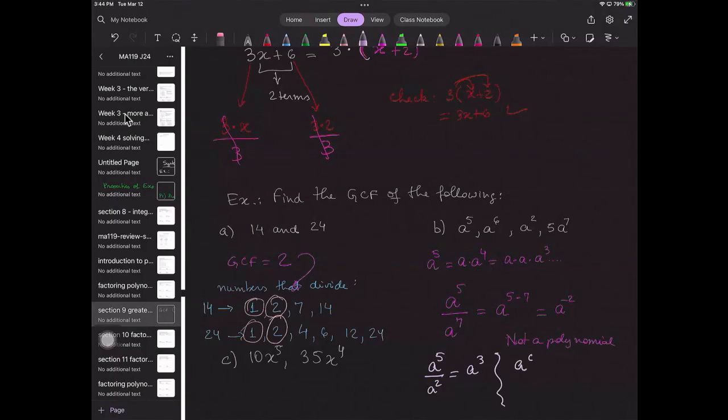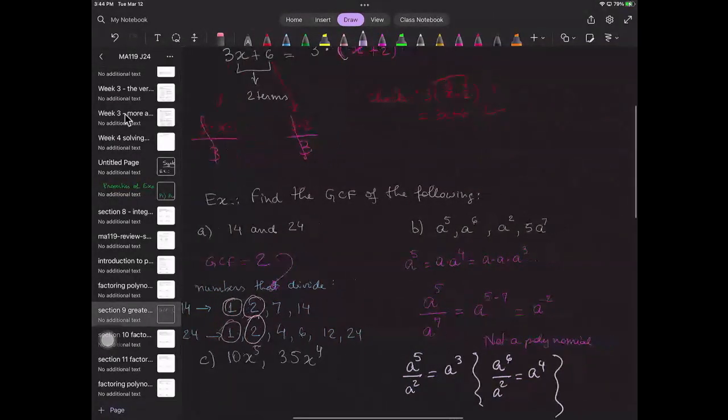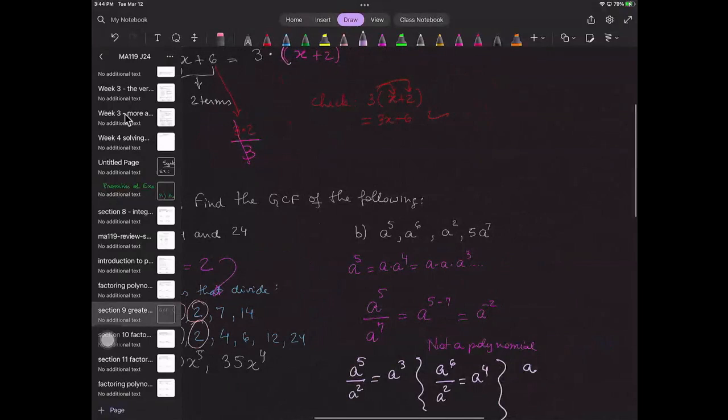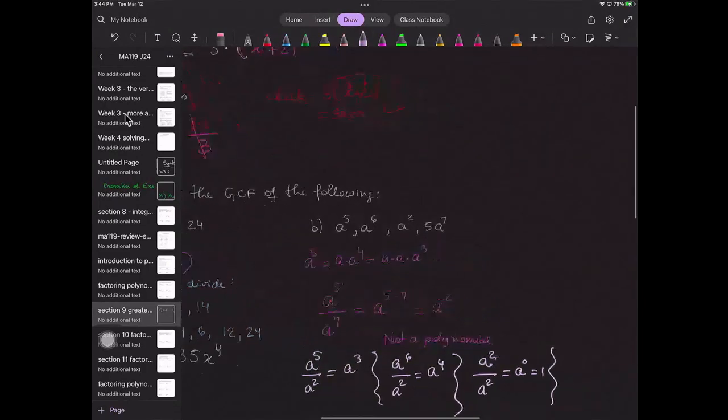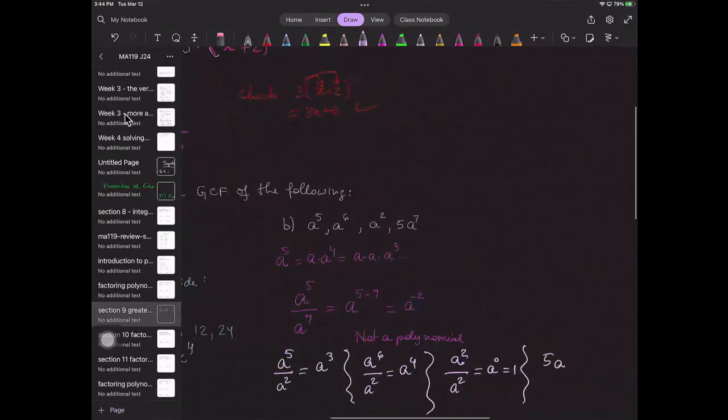And then a to the 6th can be divided by a squared. The result is a to the 4th. A squared can be divided by a squared. The result is a to the 0, which is just 1. And 5a to the 7th can be divided by a squared. The result is 5a to the 5th. Okay, so they all can be divided by a squared.